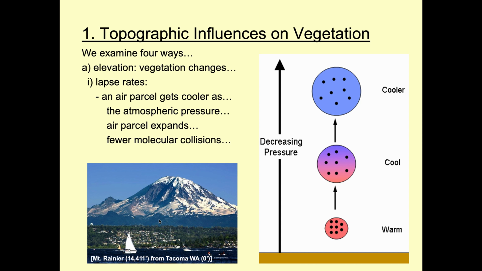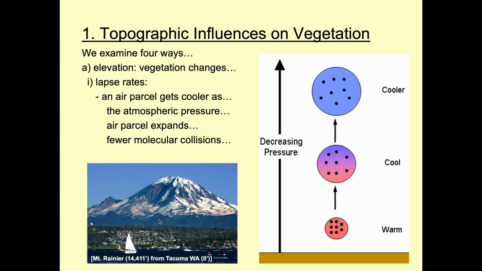So, we're actually going to look at 4 ways topography influences vegetation type. The first way we're going to look at is elevation. As you increase in elevation, temperature decreases. This is something that we clearly have understood from an early age, but we need to actually know why. And we're going to talk in terms of lapse rates.